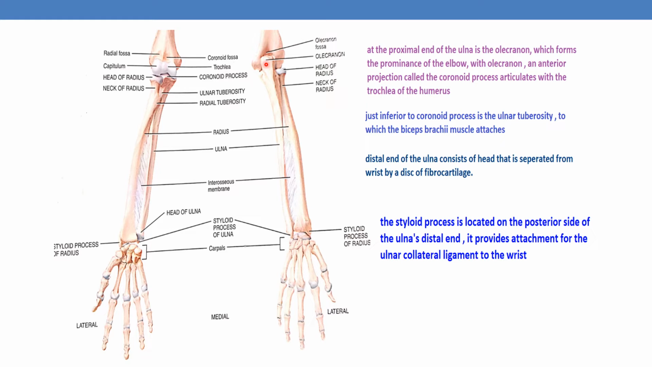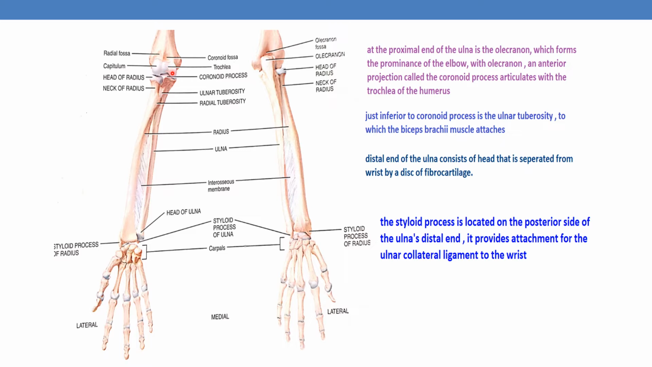With the olecranon, there is an anterior projection called the coronoid process. Here you can see, this is the coronoid process. This coronoid process of the ulna articulates with the trochlea of the humerus.